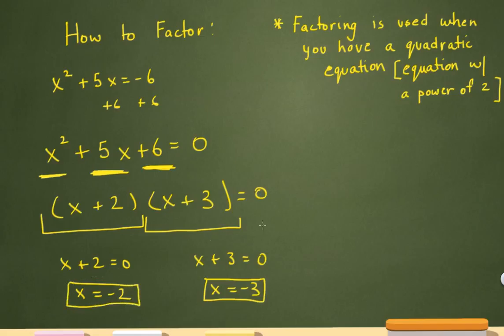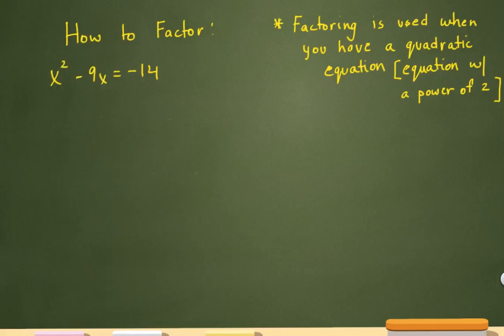Let's try this with one more example. I'll make it slightly tougher. So let's see. Now I have x squared minus 9x equals negative 14. So let's set this equal to 0, and we can do that by adding 14 on both sides. It'll be x squared minus 9x plus 14 equals 0.